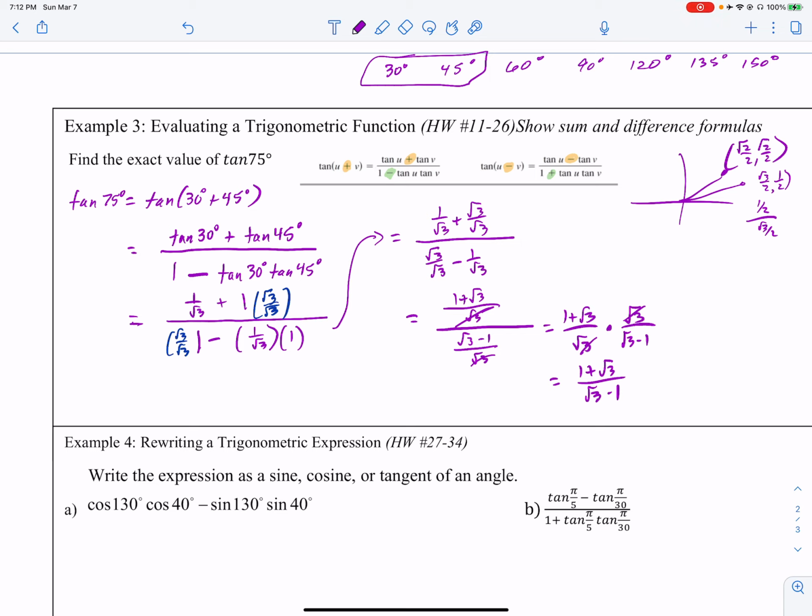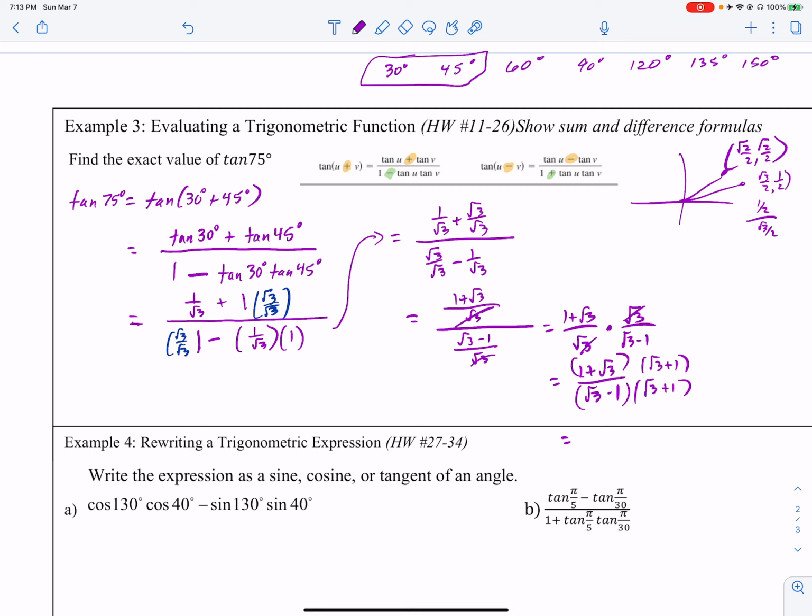But now there's a format issue. We don't like radicals in the denominator. So to get rid of those, we multiply by the conjugate of the denominator. So bringing back some old skills. So we're going to multiply this by root 3 plus 1, top and bottom.